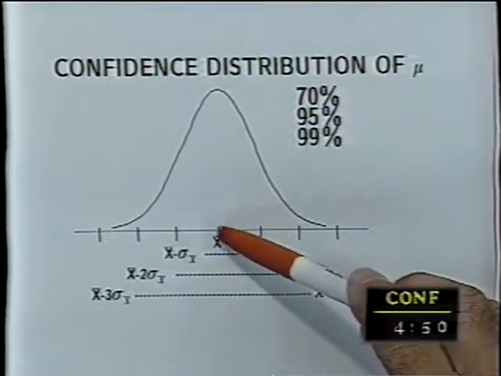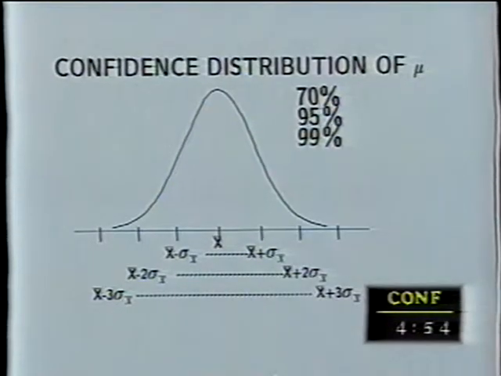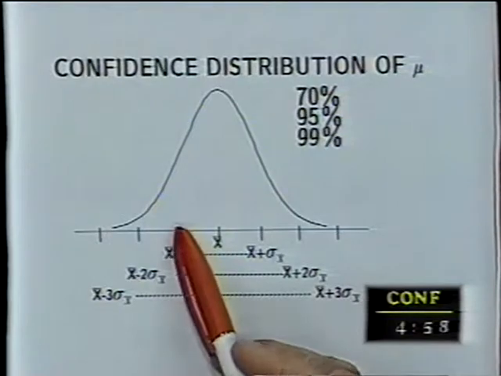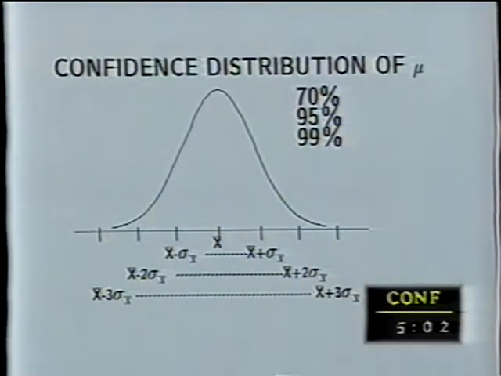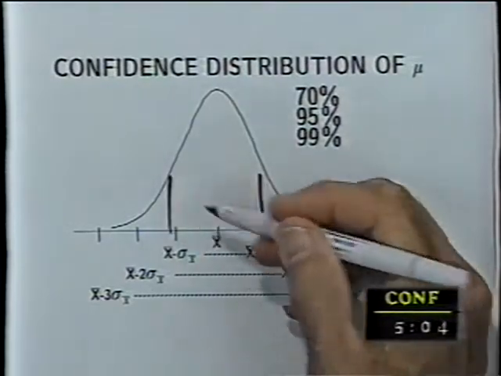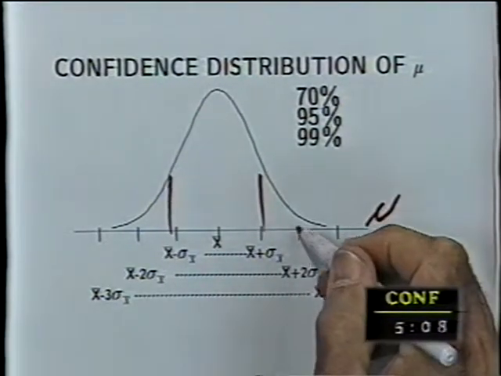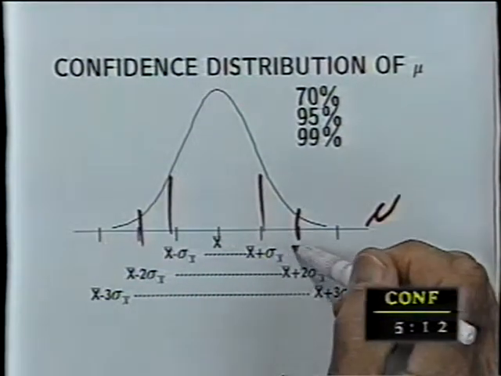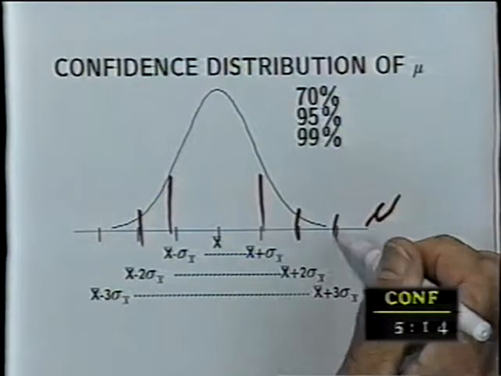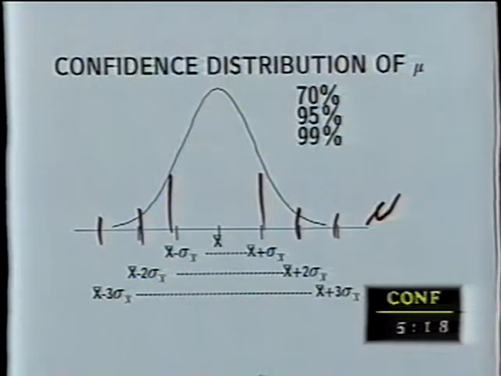One standard deviation from x bar contains 70% of the area. And the area has to do with mu. So 70% of the time, mu will be within one standard deviation of x bar. This is mu. 95% of the time, mu will be within 2 standard deviations of x bar. And 99% of the time, mu will be within 3 standard deviations of x bar.